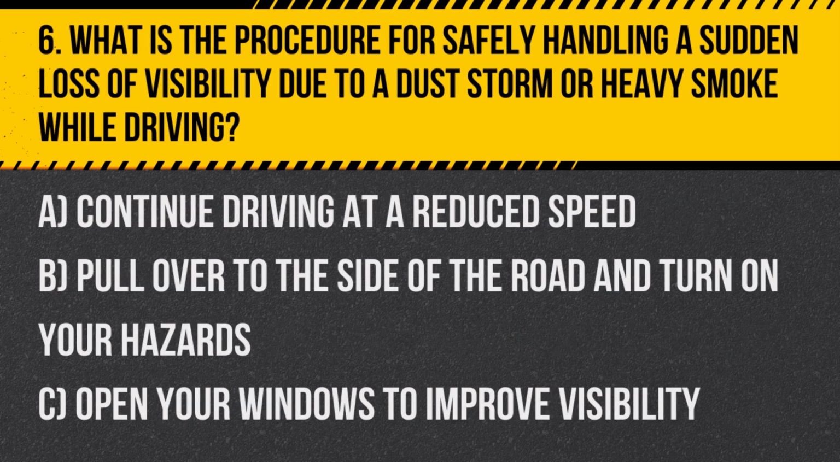Question 6. What is the procedure for safely handling a sudden loss of visibility due to a dust storm or heavy smoke while driving? A. Continue driving at a reduced speed. B. Pull over to the side of the road and turn on your hazards. C. Open your windows to improve visibility. Answer. B. Pull over to the side of the road and turn on your hazards. This minimizes the risk of accidents when visibility is significantly reduced.